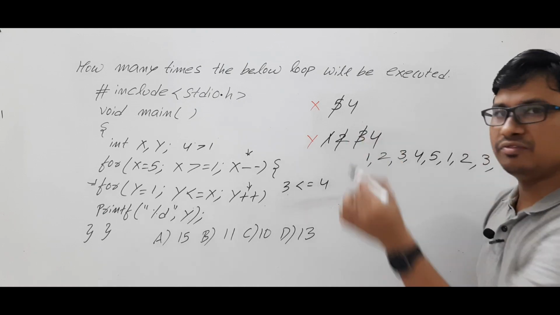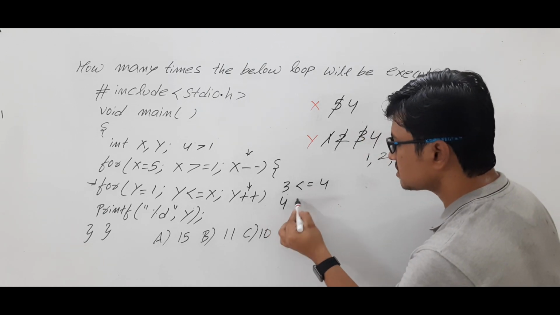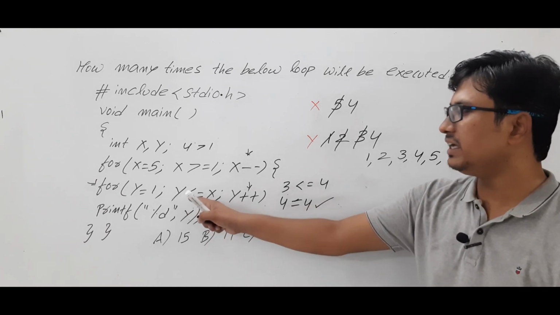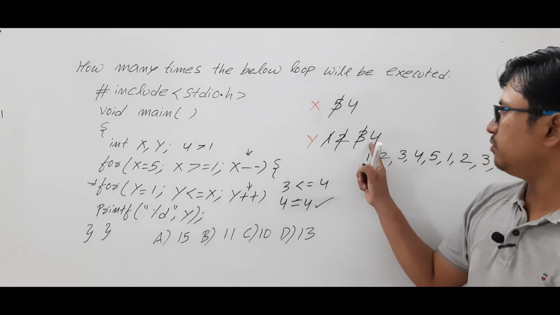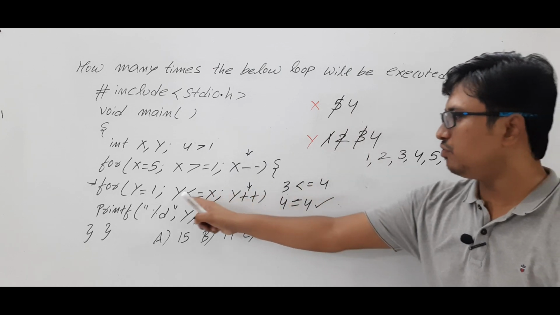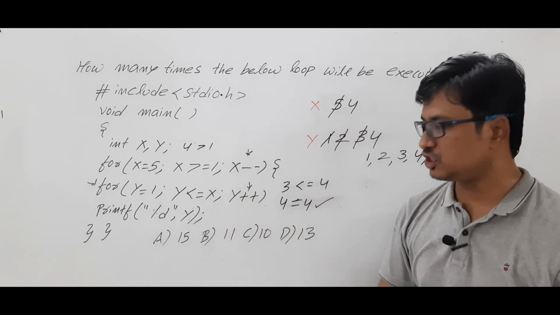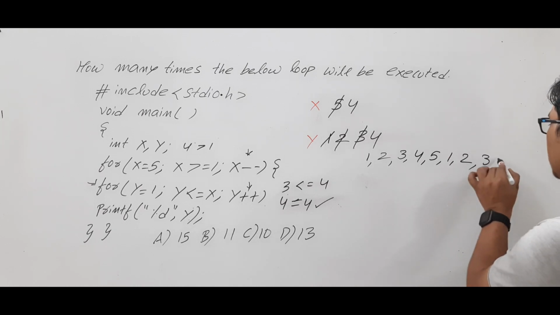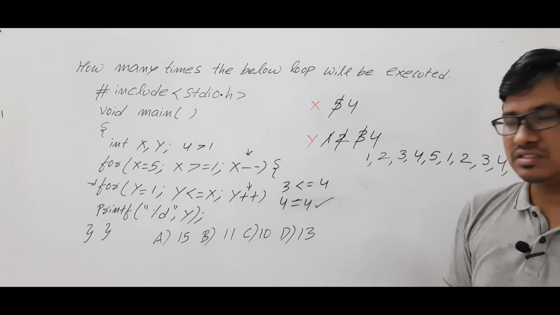Y value will become 4. 4 is equal to 4. This condition is true, because they are checking y less than or equal to x. Y value is 4, x value is 4, 4 is equal to 4. Again this condition is true. Again you will execute the printf percentage d y. So y will again get the output as 4.